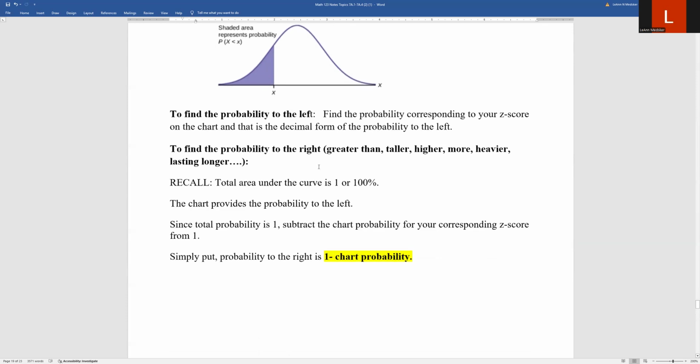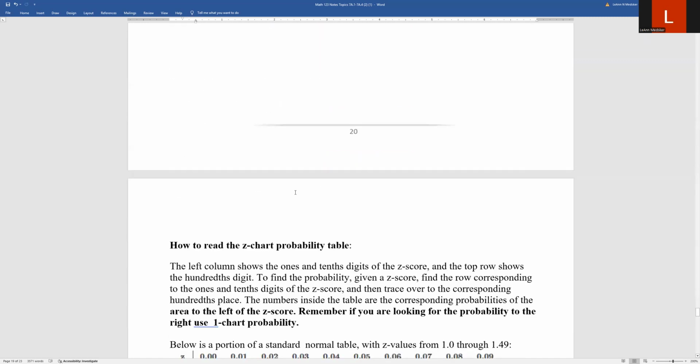So the tables always read less than or left. If you need probability greater than, taller, higher, more, heavier, bigger than, okay? The whole curve adds up to 1, because remember it's 100%. So you can do 1 minus the chart value you get to get the greater than. So whatever you get from the chart, 1 minus the chart will give you the other half, or the other side of that value. So that's what it means, okay?